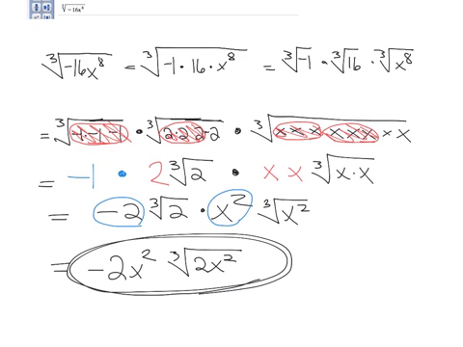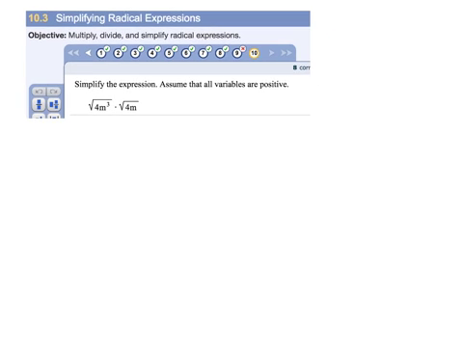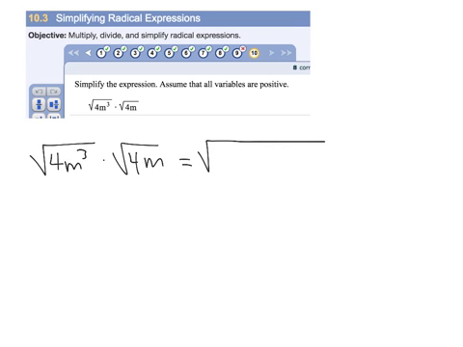That's cool. And this one, gloriously, with all these letters, it actually becomes simple. So you've got the square root of 4m to the third times the square root of 4m. So we can combine those and mush them together so you get the square root of 4 times m to the third times 4 times m. And now we're going to expand that. So that becomes the square root of 2 times 2.